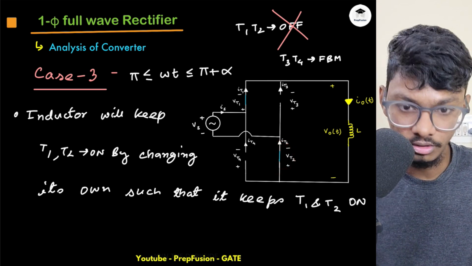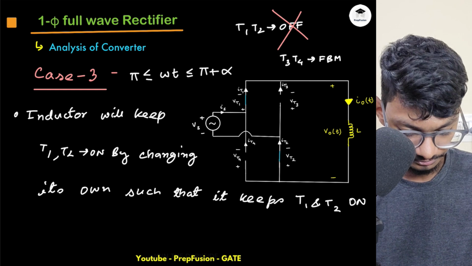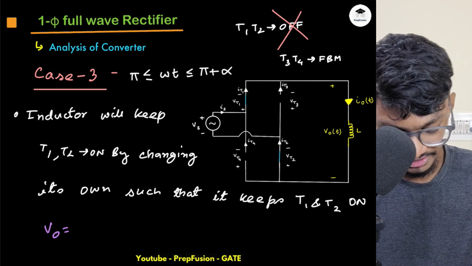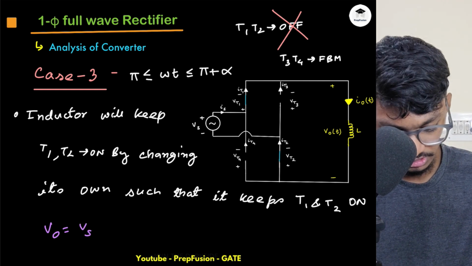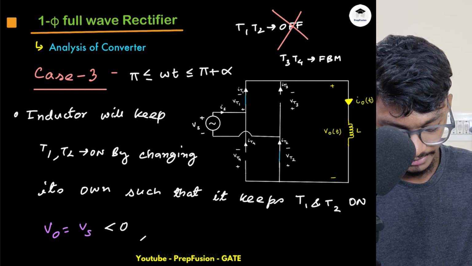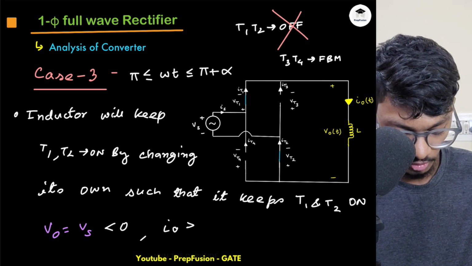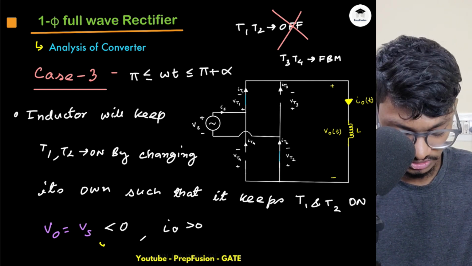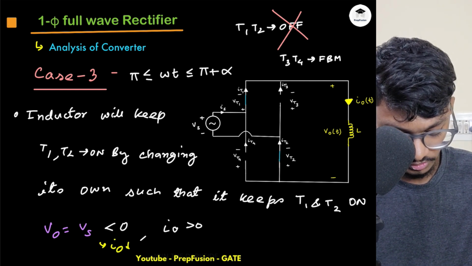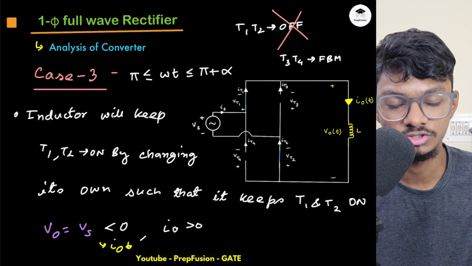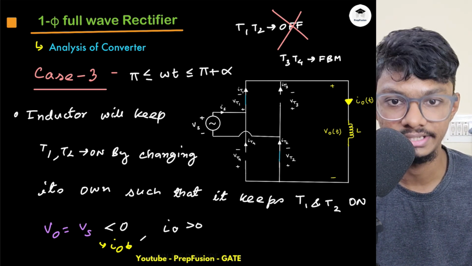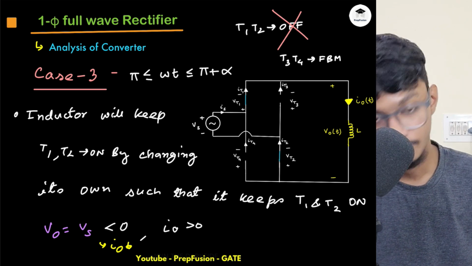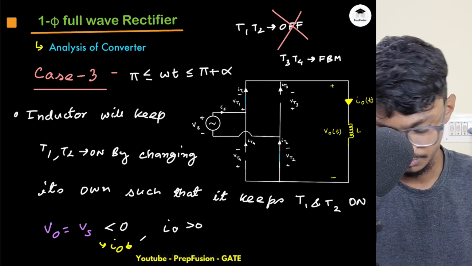So as T1 and T2 are on, what will happen is that my VO currently will be what? VO equals Vs only, which is less than 0. Okay, and my IO is, again, IO will always be positive, although it will reduce. If Vs is less than 0, what is happening? My IO will reduce, because Vs equals L di/dt, and as the L di/dt is negative, that means current is reducing. Slope is negative, current is reducing. So IO will reduce, but it will not obviously go to 0 instantaneously.